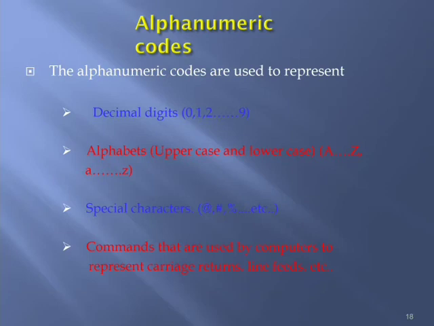So alphanumeric codes are used to represent the decimal digits 0 to 9, alphabets A to Z, both uppercase as well as lowercase, and special characters like hash, ampersand, percent, @ etc., and also commands that are used by computers to represent carriage returns, line feeds, etc. Space, enter, backspace, control, all those things will have specific alphanumeric codes.